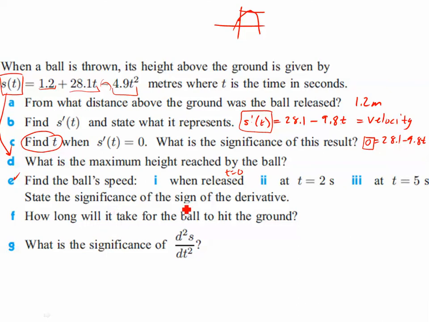The significance of the sign, again, remember that's just the direction. The sign is just the direction of the velocity. It's telling you which way the velocity is.